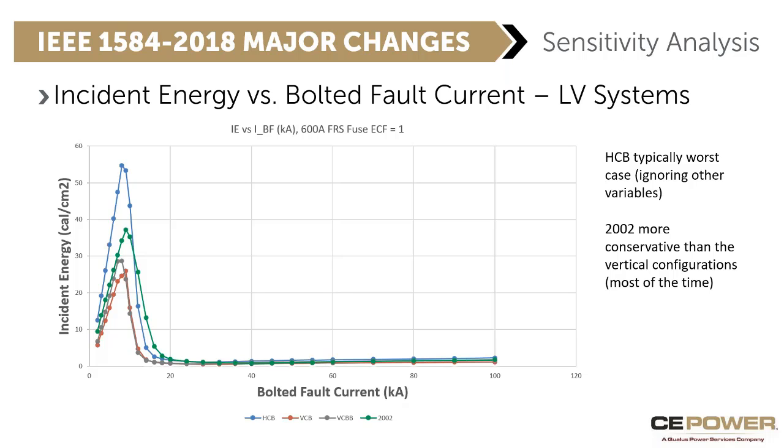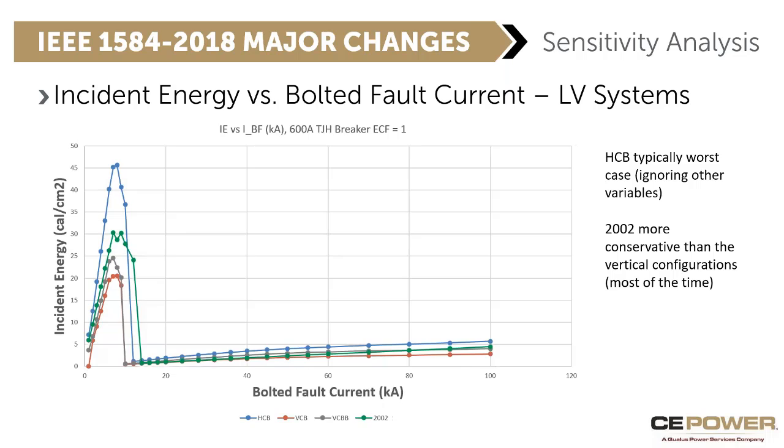It looks like it's less than the 2002 standard. Obviously, you can see the blue curve, the horizontal configuration tends to be much higher than the green curve or the old 2002 standard. So that's things like switchgear.